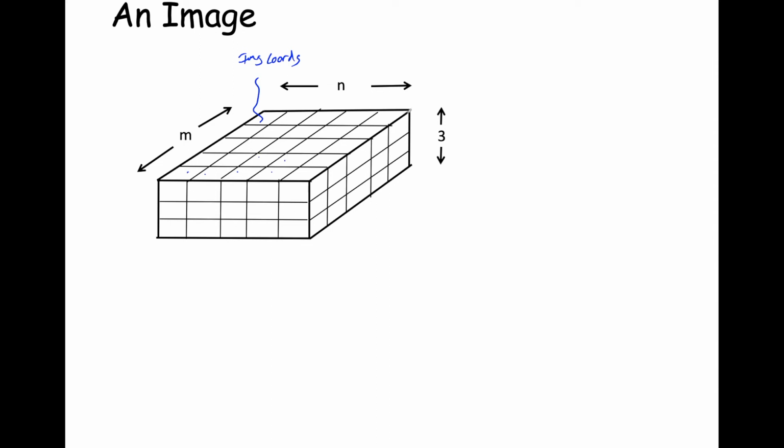Now, you'll notice here there are 3 slices for the height. This first slice represents the amount of red. The second slice represents the amount of green. And this third slice represents the amount of blue.